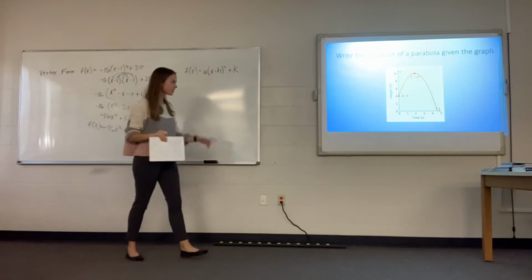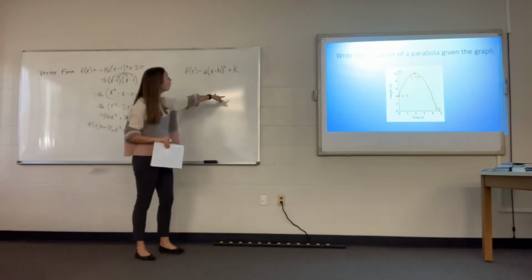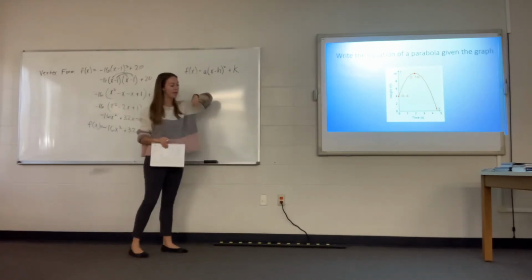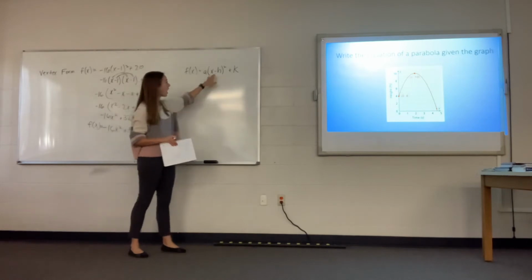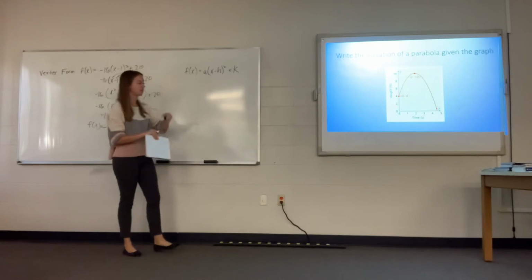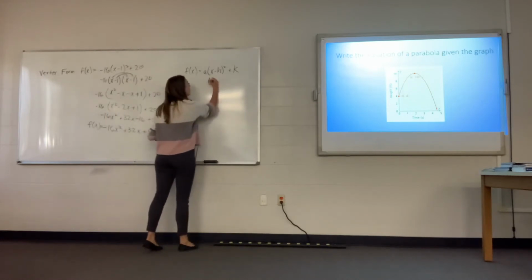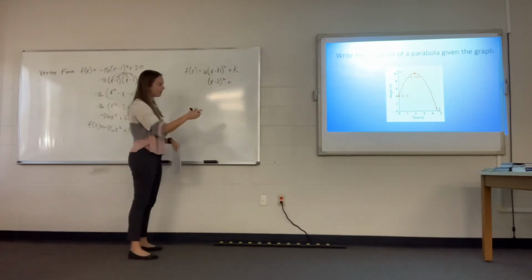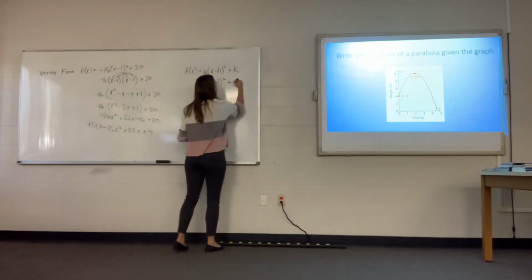So now my vertex coordinate, the (2, 10), always goes in for my h and my k. And remember, it's always opposite of the h, so because it's at positive 2, I want to put a negative 2 in here. So I would have (x minus 2) squared plus my k value, which is 10.